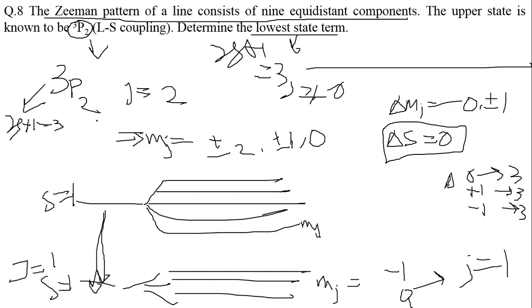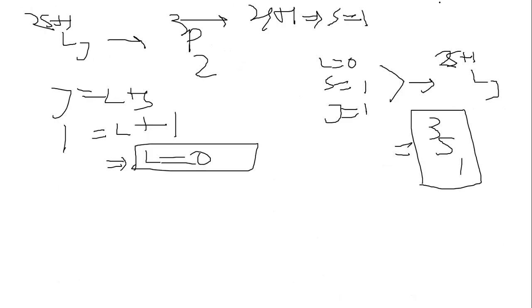So for the lower level, the j value will be 1. Since the selection rule is delta S equal to 0, the multiplicity of this lower level will also be equal to the multiplicity of the upper level. So the multiplicity will be 3. So 2S plus 1 equal to 3 gives S equals 1. Since J equals L plus S, with S equal to 1 and J equal to 1, L becomes 0. So L 0, S 1 and J 1 give rise to the spectroscopic term 2S plus 1 LJ, which is 3S1.